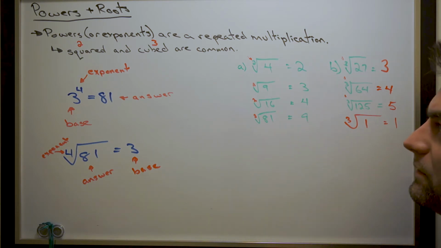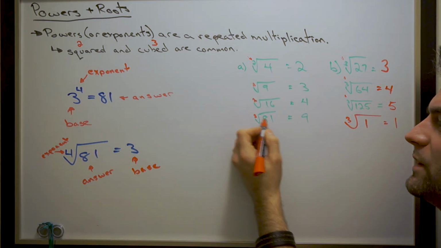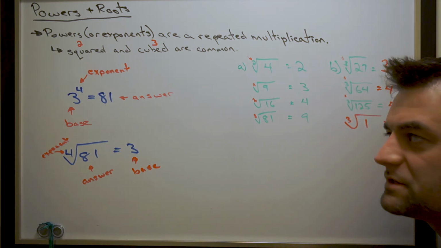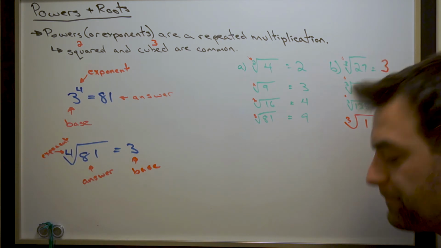So you're just looking for the reverse. So 2 squared is 4. 9 squared is 81. 4 cubed is 64. So this is just an exponent question, rearranged, asking you for that base.